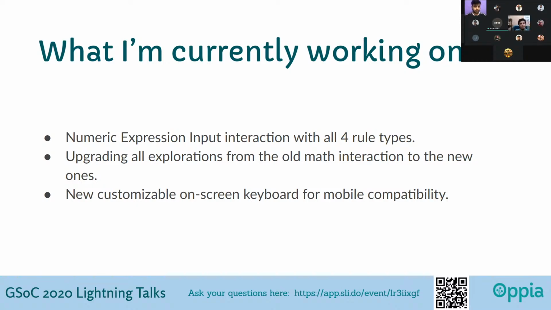Okay, so currently I'm working on adding the numeric expression input, and I'm implementing the entire expression input with all 4 rule types. So it's basically done right now. I'm also working on upgrading the explorations. The audit job was added in the last milestone, and we've audited the data that is present on production. There were invalid inputs that were fixed, and now currently I'm working on upgrading the old explorations.